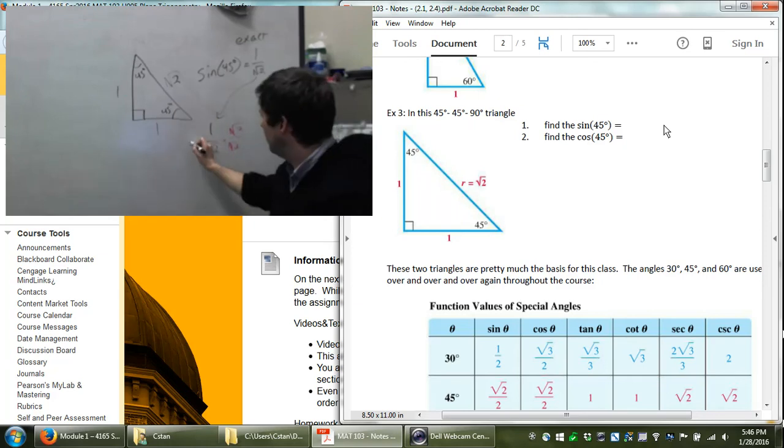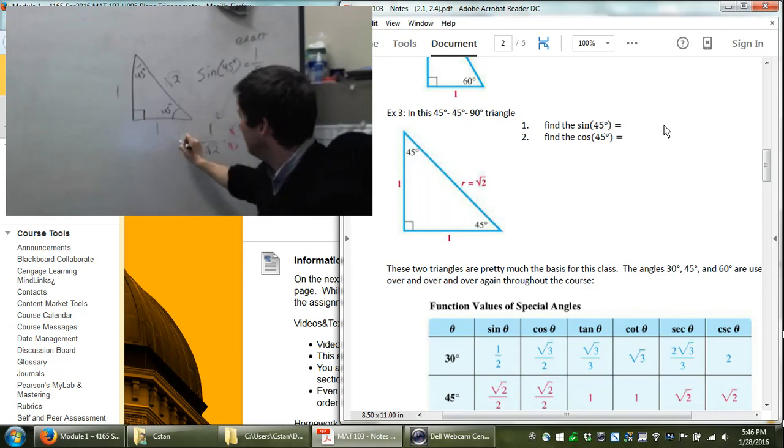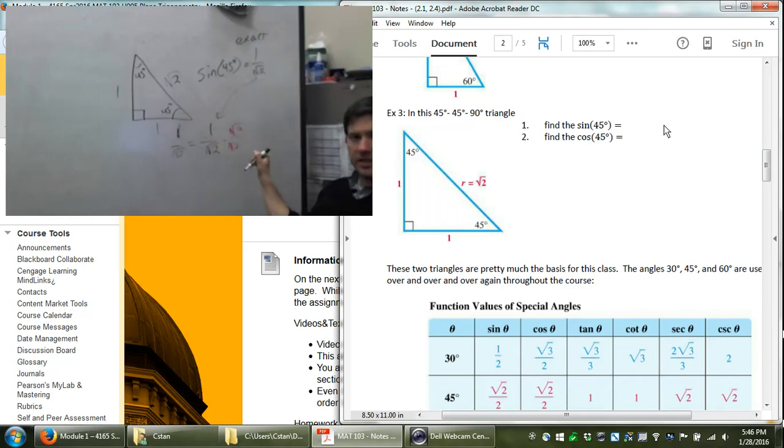So we've got our 45-degree angles, we've got our square root of 2, our 1. So sine of 45 is 1 over square root of 2. Or if we're choosing this 45, it'd still be 1 over square root of 2. Now I'm okay with this answer. This is an exact answer.